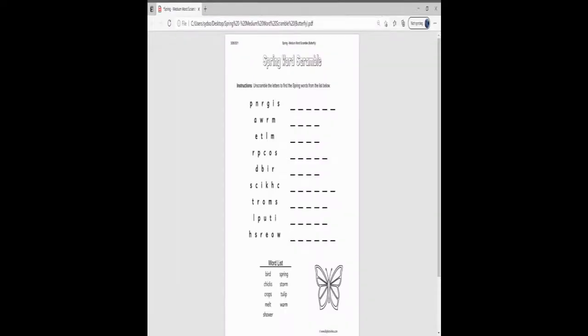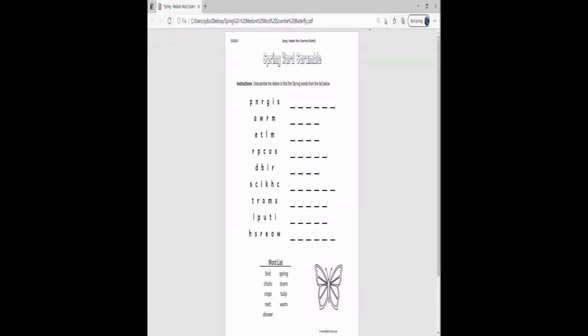This is a fun game to help us solve unknown words, as well as get into the spring spirit since it's now spring. Before we get started, I wanted to list out all of the words at the bottom of the screen for you, so we know what words we're looking for. The words we'll be looking for today are bird, chicks, crops, melt, shower, spring, storm, tulip, and warm.